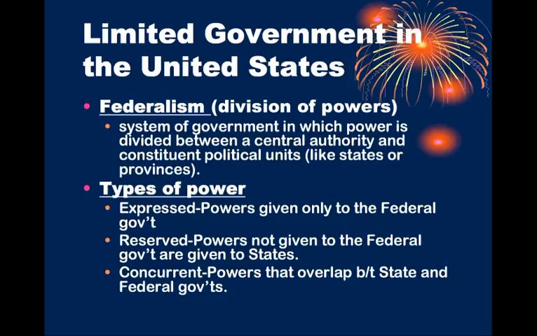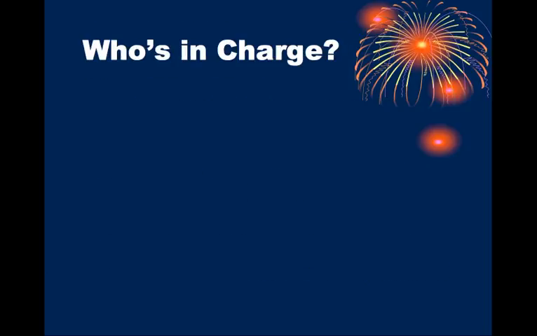Now, not all states have either sales taxes or income taxes. Some states have both, but it is the power of the federal government and the state government both to collect taxes, and that's an example of concurrent power. Now, when we're looking at this idea of limited government, it begs the question, who's in charge?